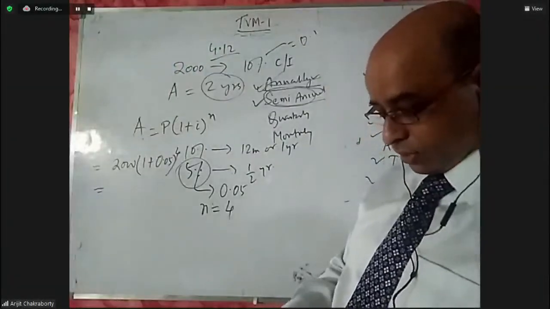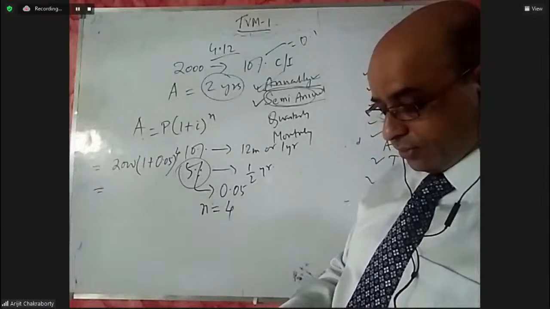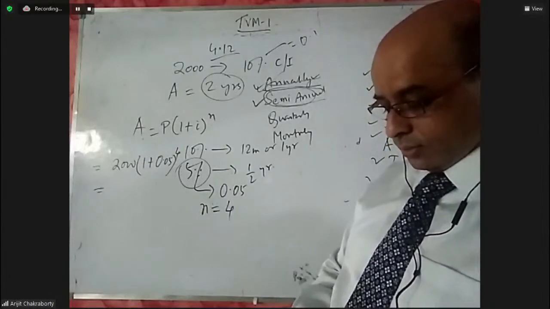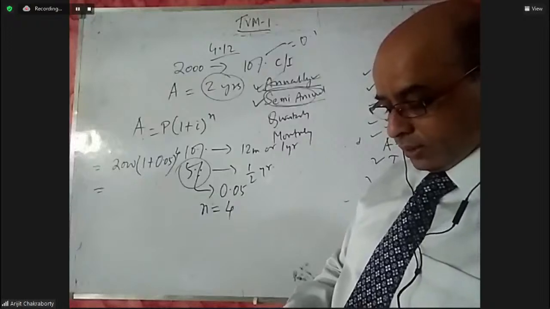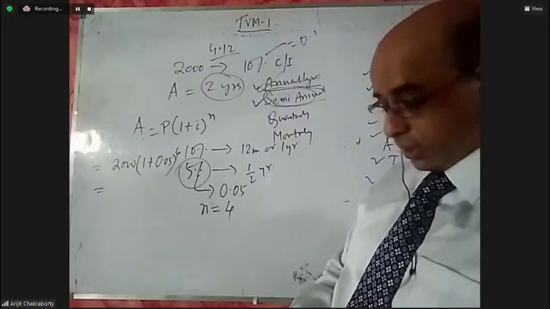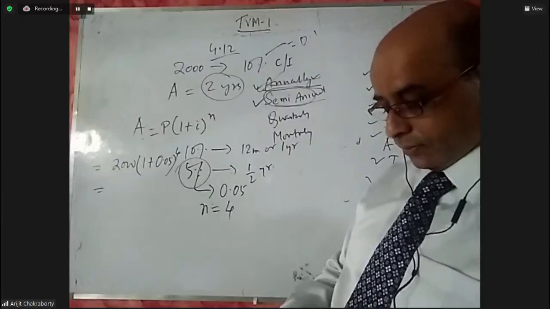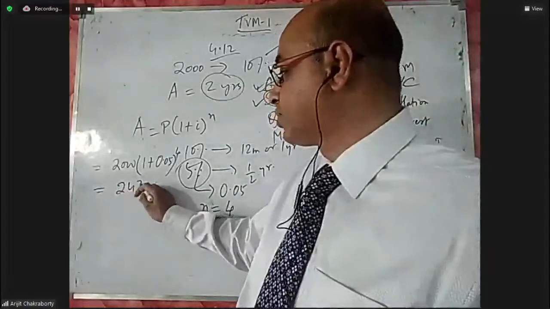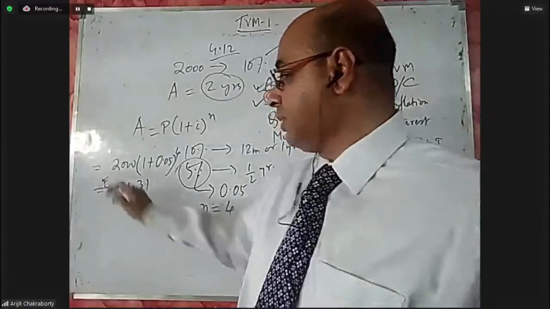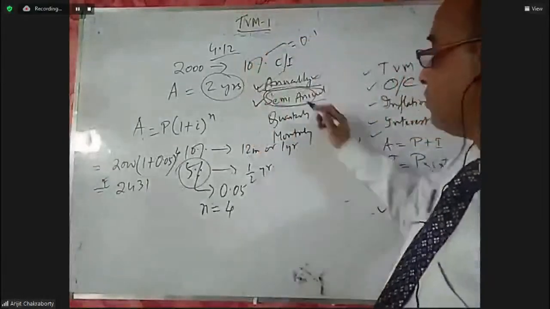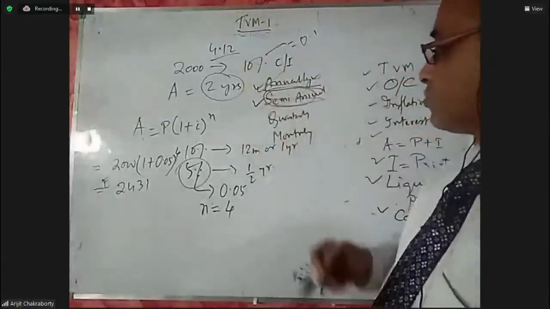1.05 to the power 4. So 1.05 into, carry on multiplying. So 1.2155 multiplied by 2000, I am getting 2431. So the answer is 2431. Okay, this is for the half yearly semi-annual compounding. We have done this as well.